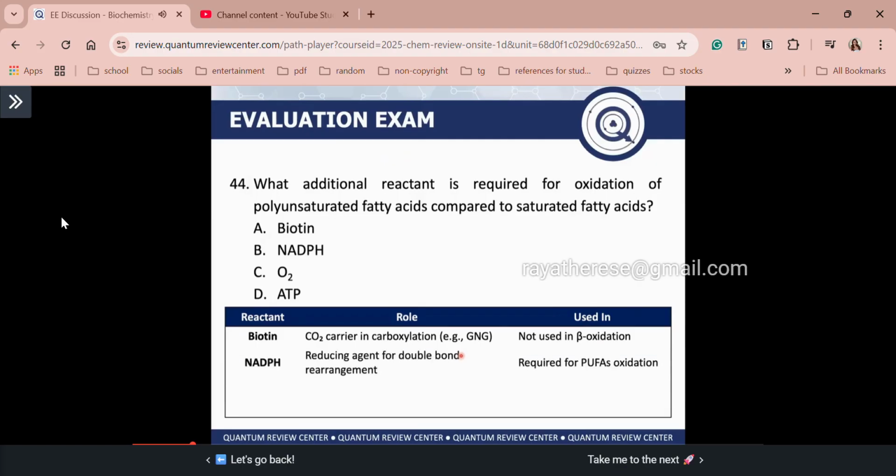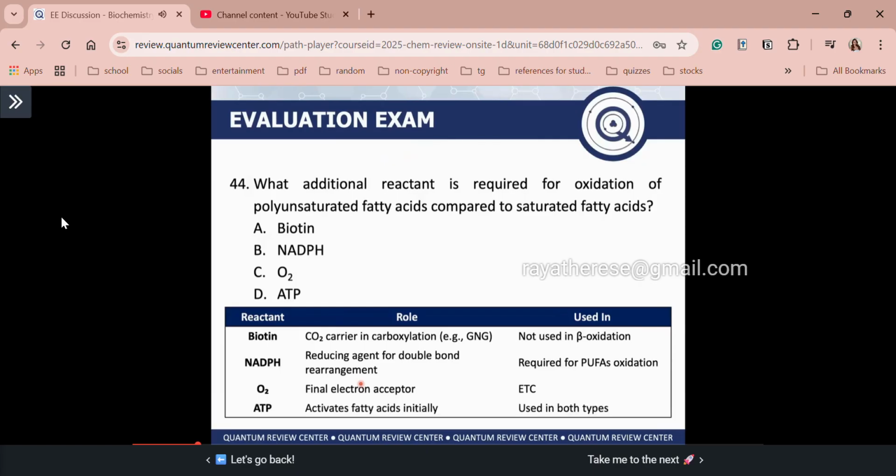Diba? Next, NADPH. Again, this is used in our PUFAs oxidation. Sir, where specifically as reducing agent for double bond rearrangement. So class, again, take note. NADPH can also participate in PUFAs oxidation to initially reduce your double bond or serve as reducing equivalent for rearrangement. Alright, thirdly, oxygen, final electron acceptor siya ng electron transport chain. So no direct connection in your beta oxidation.